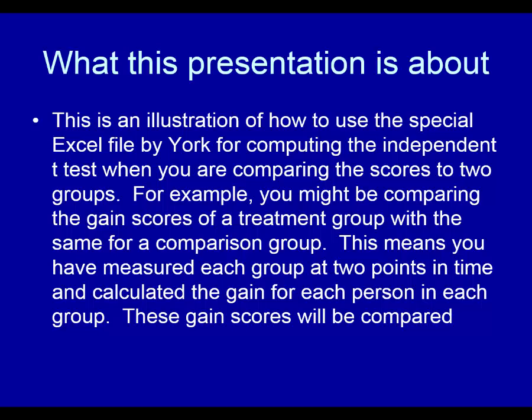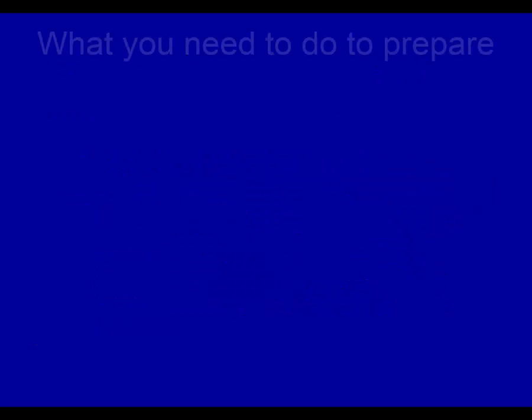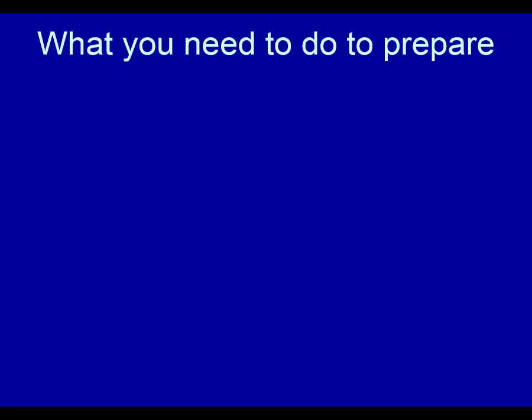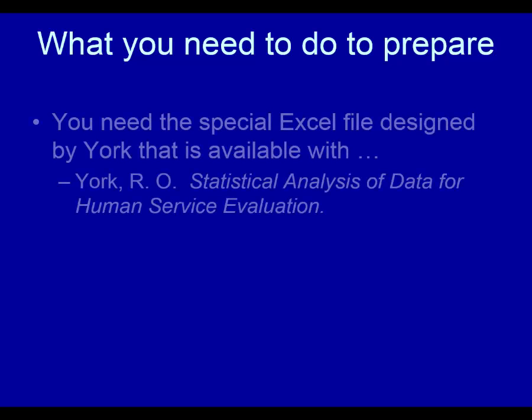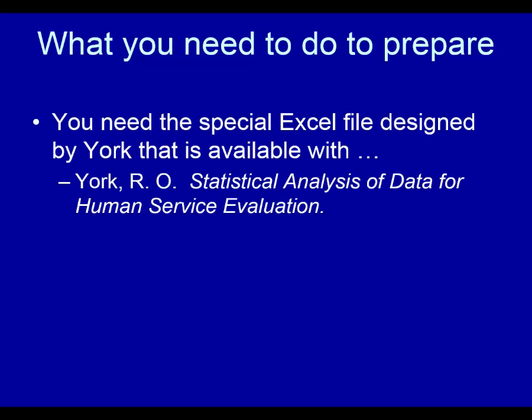So as you can see, I'll be illustrating how to compare the gain scores of two groups. The independent t-test can be used for comparing data for two groups when you have interval data. That will be the case with regard to computing the gain score of two groups, a treatment group and a comparison group. What you need to make use of this is the special Excel file that I have designed that accompanies this particular book I have written.